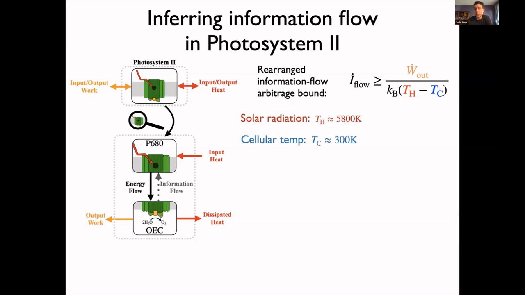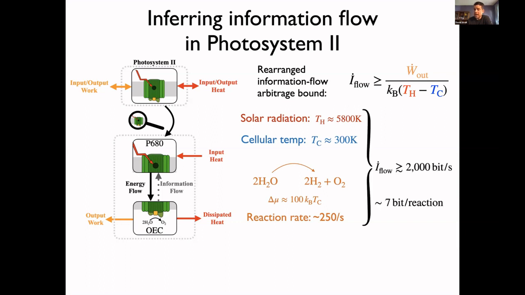So we can plug in known numbers for this: the temperature of the surface of the sun, the temperature of the body, the known throughput rates and thermodynamics of the reaction that's catalyzed. And what you get out is a pretty surprisingly high number, an information flow of at least 2,000 bits per second through an individual photosystem 2 molecule that comes out to about 7 bits per reaction.